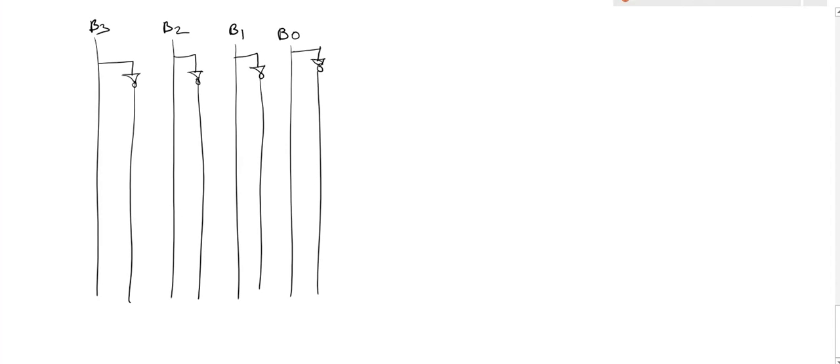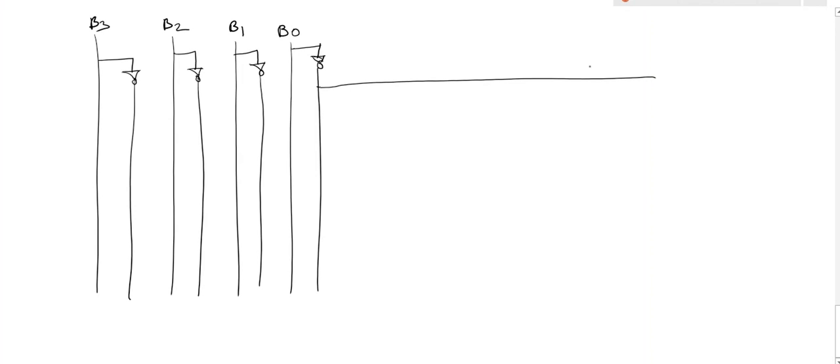Now first we'll implement E0. Now E0 is equal to B0 bar. So this is B0 bar, which is nothing but the output E0.